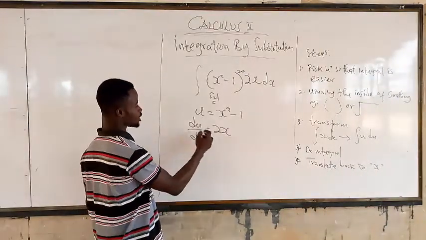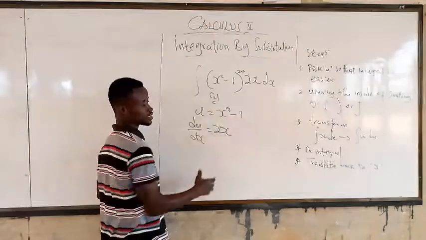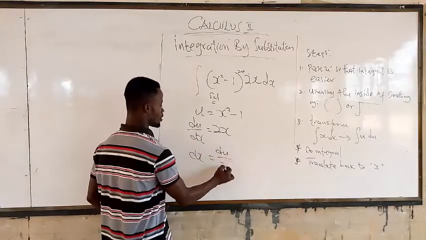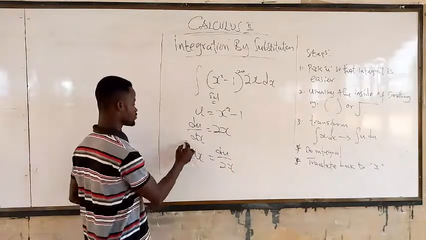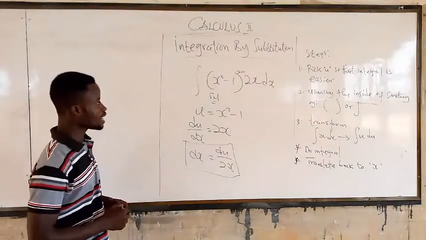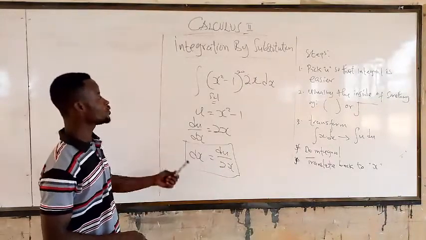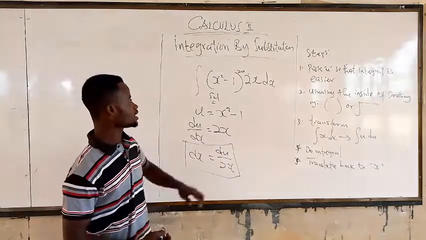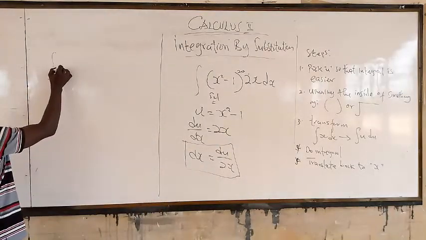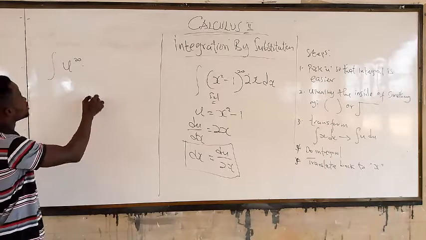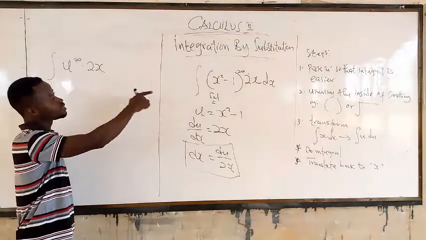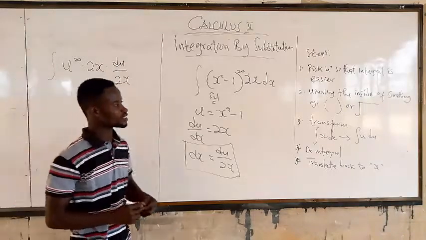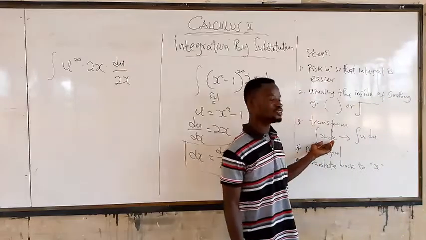Therefore, you make ds the subject because we want to go and do substitution into this. So we need ds. To get ds, cross multiply, so you get du over 2s. Now that we have ds, we go and do the substitution back, knowing that this one is going to give us u. So here we get u to the power 20 times 2s ds, and the ds is du over 2s.